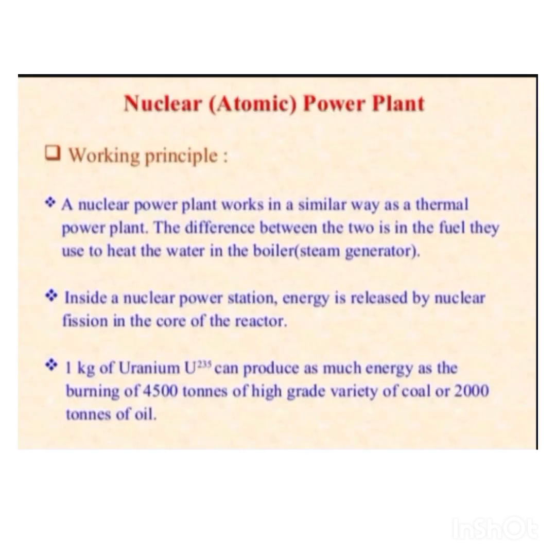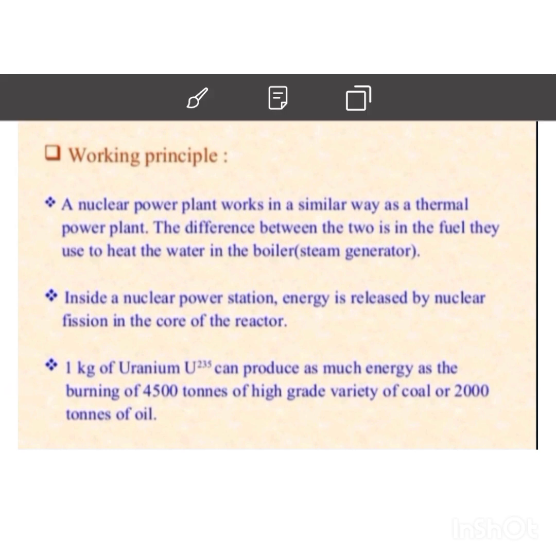Next, let's see the working principle of a nuclear power plant. A nuclear power plant works in a similar way as a thermal power plant. The difference between the two is in the fuel they use to heat the water in the boiler. Uranium fuel in the reactor undergoes nuclear fission. Fission releases a large amount of heat energy. The coolant absorbs this heat and carries it to the steam generator.